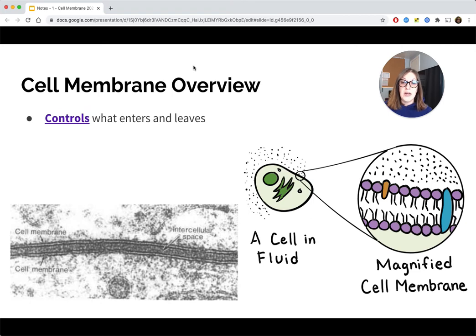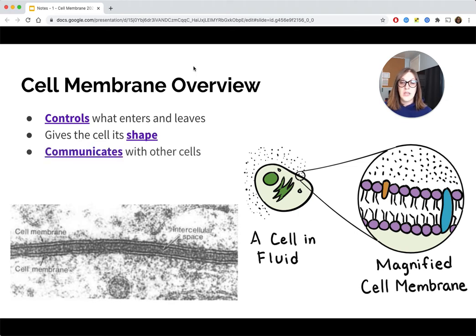The cell membrane helps control what enters and leaves the cell. It helps give the cell its shape. It communicates with other cells. For example, you have lots of different types of cells in your body that need to interact with each other, such as the white blood cells of your immune system, which need to frequently determine if your cells are friend or foe. And they do that by communicating with their cell membrane.